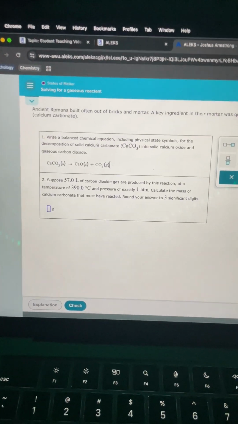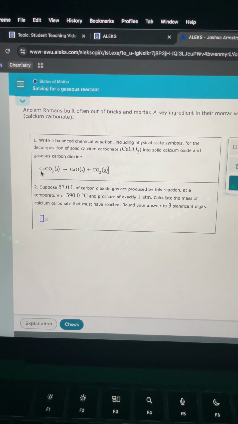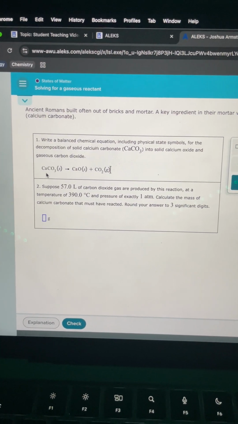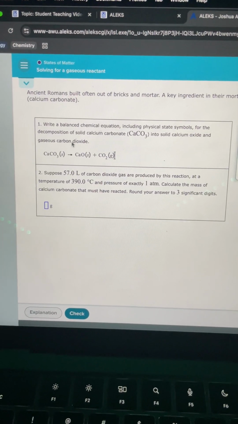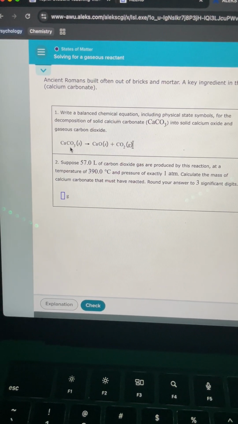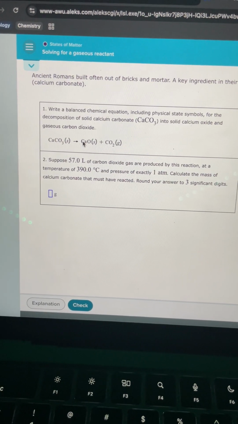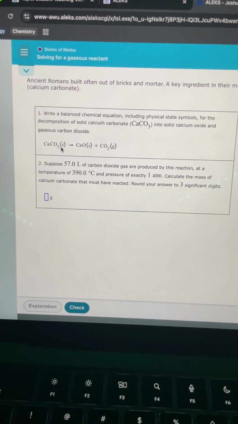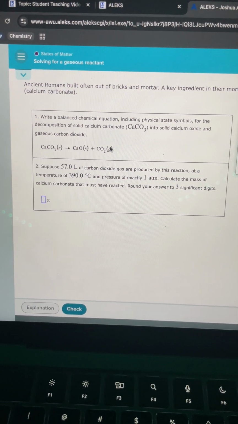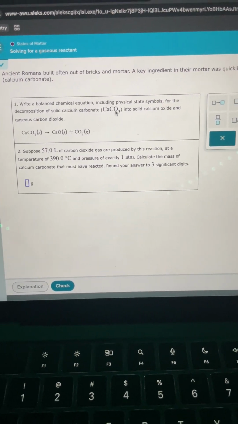So whenever you're balancing out the chemical equation, what you gotta look for is to make sure that everything on the left side is equal to the amount of that same thing on the right side. As you can see, it already is, because you get one calcium here, one here, one carbon here, and then 3 here, but there's 1 here and then 2 here, so that's 3. So you don't got to do anything there. So that's the first part.